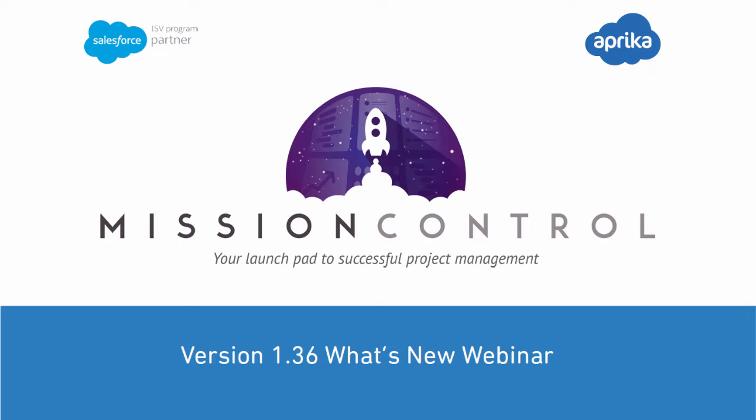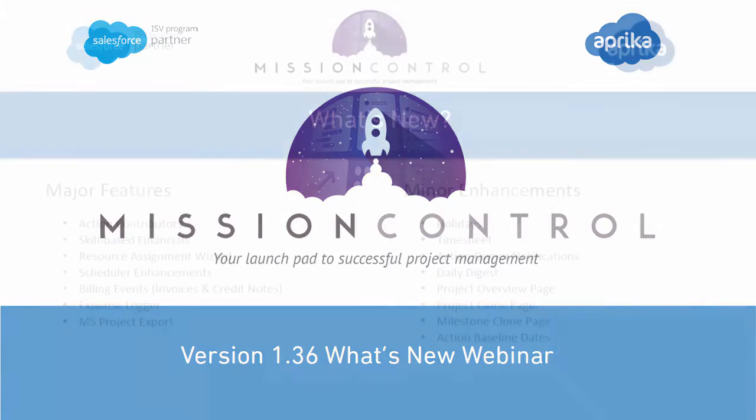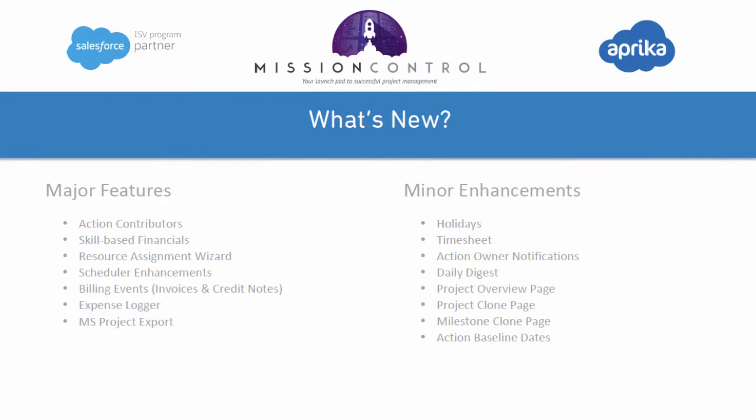We've got a bunch of features to get through, so let's take a quick look at all of the new stuff that's being released as part of this version. We've got a number of major features coming in as part of this release. As you can see here on the screen, we've got a new feature called Action Contributors. We've got the ability now to calculate financials at a skill-based level. We've also got a brand new resource assignment wizard that will help you determine which is the most suitable resource to take on a job.